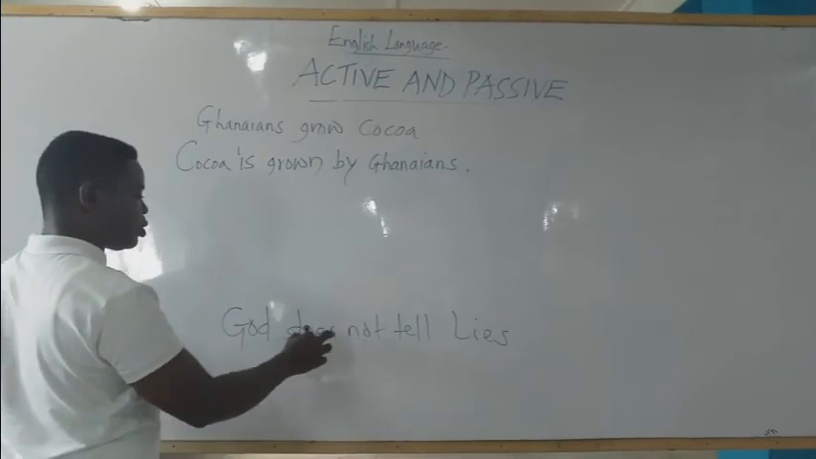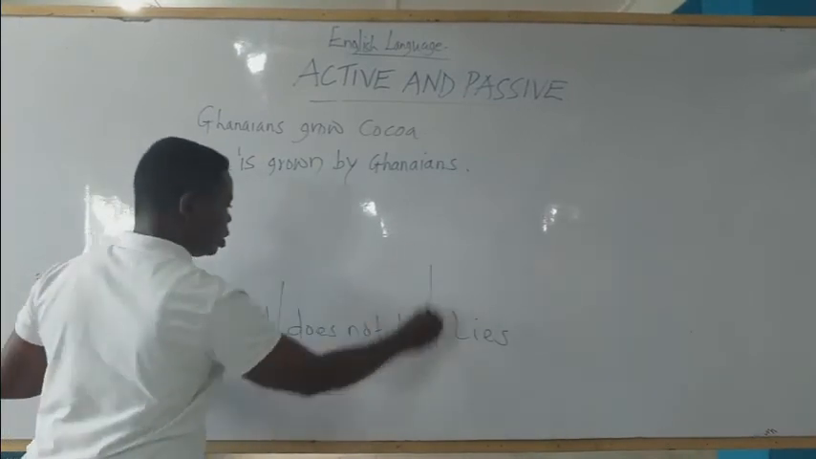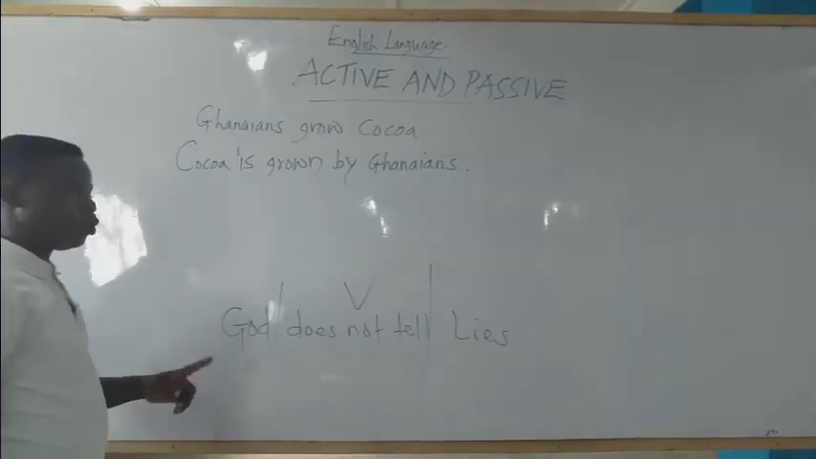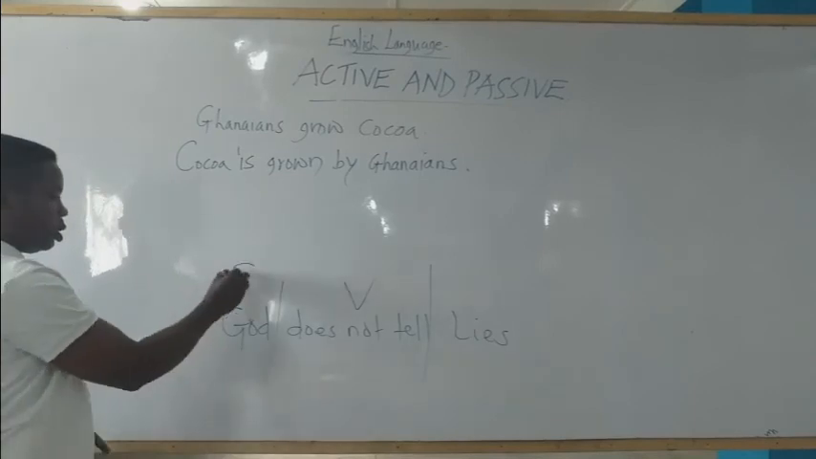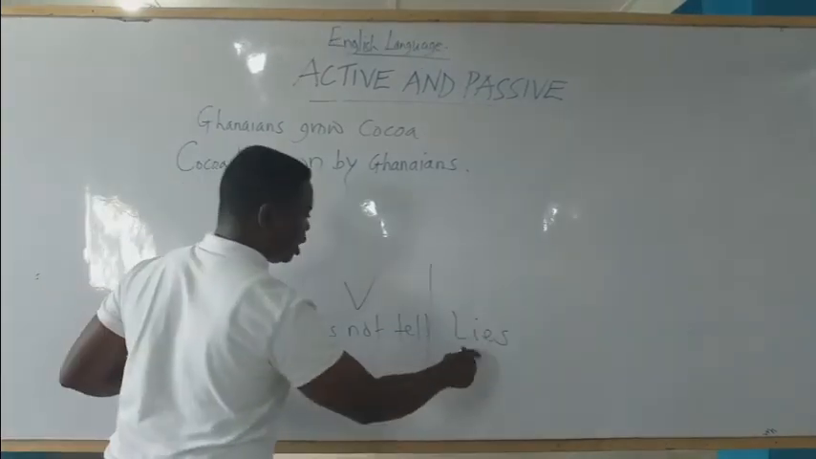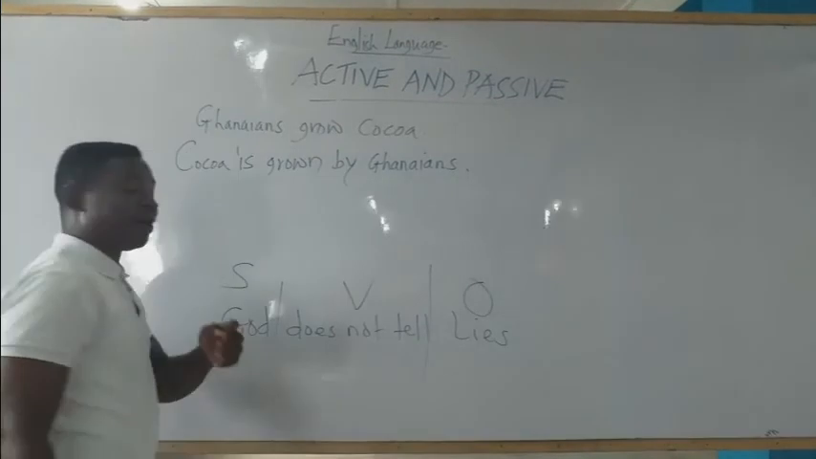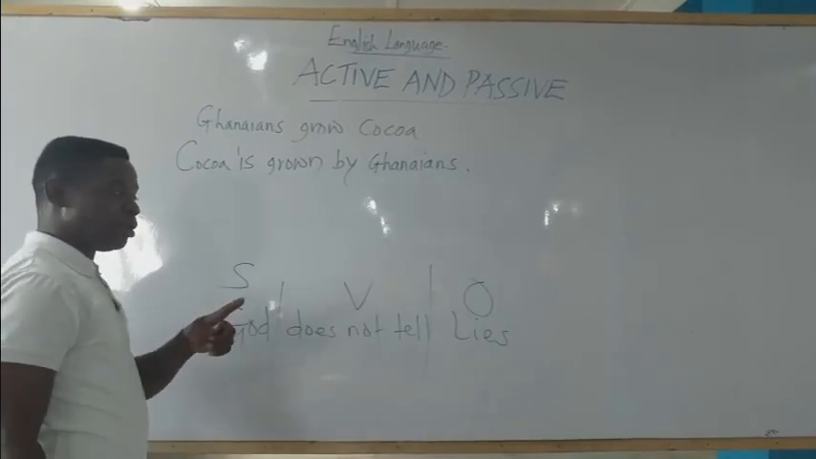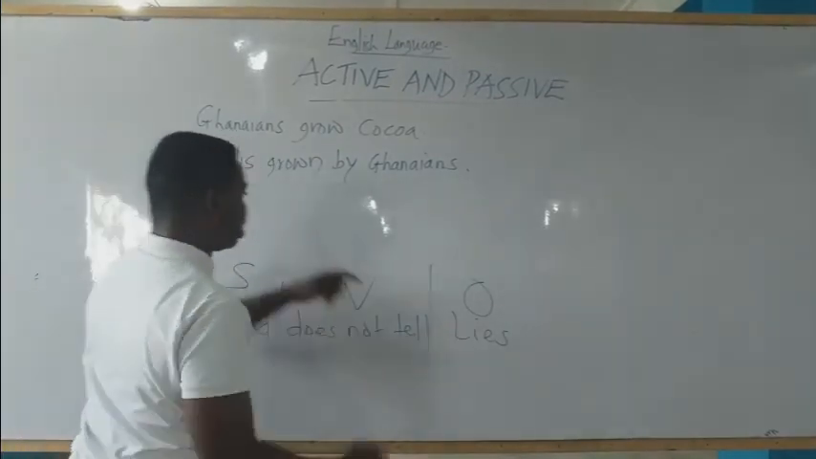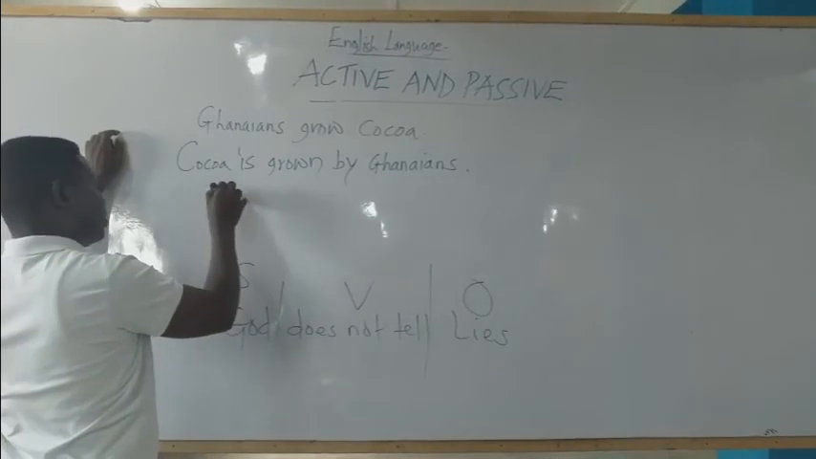Yes, "does not tell" is the verb. Where is the subject? God. Where is the object? Lies. That's the object. So in our order of arrangement, what's the first thing that you arrange? Your object, which is lies. So lies will come first.